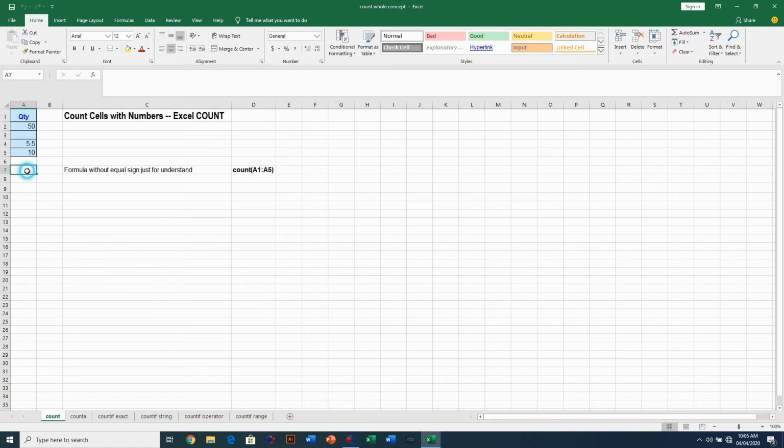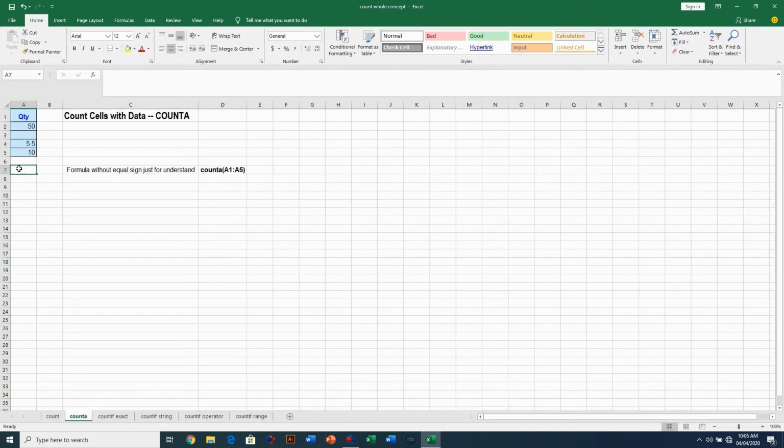Starting from count. How do we apply the formula? I've already written it, but without the equal sign, to understand. So let's do that. Equal sign, count, bracket open, selecting the range, bracket close, enter. So I have the answer of 3. What does it do? Why is it 3? Because it counts cells with numbers in Excel. So we have just 3 cells with numbers, so its answer is 3.